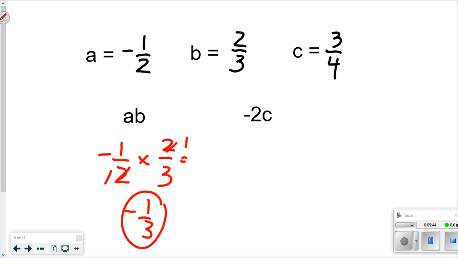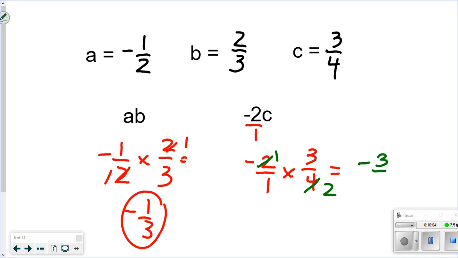Notice I have negative 2c over here. I can make that a fraction, so negative 2 over 1 times whatever c is, 3 over 4. Multiply across, or I can reduce. Reducing first, like I said, is the simplest thing to do. And I know that 2 can go into 2 once, and I know that 2 can go into 4 twice. And so I'm going to end up here with negative 3 over 2, which in turn would be negative 1 and 1/2. So all I ask is that you write things out completely, that you see what you're doing, and you are careful with your signs.